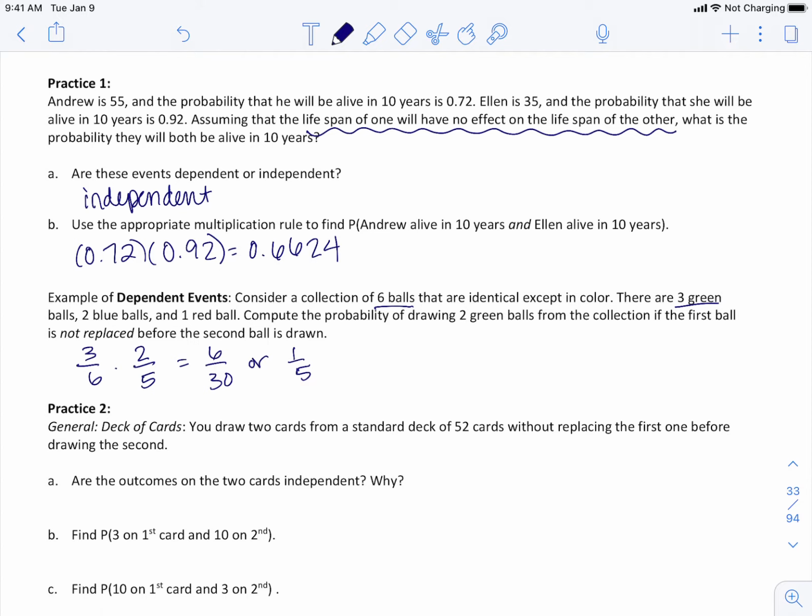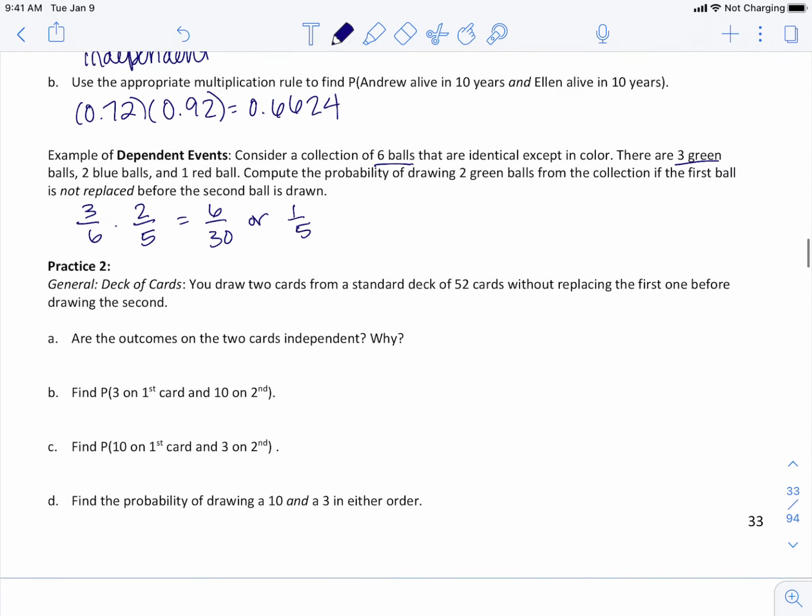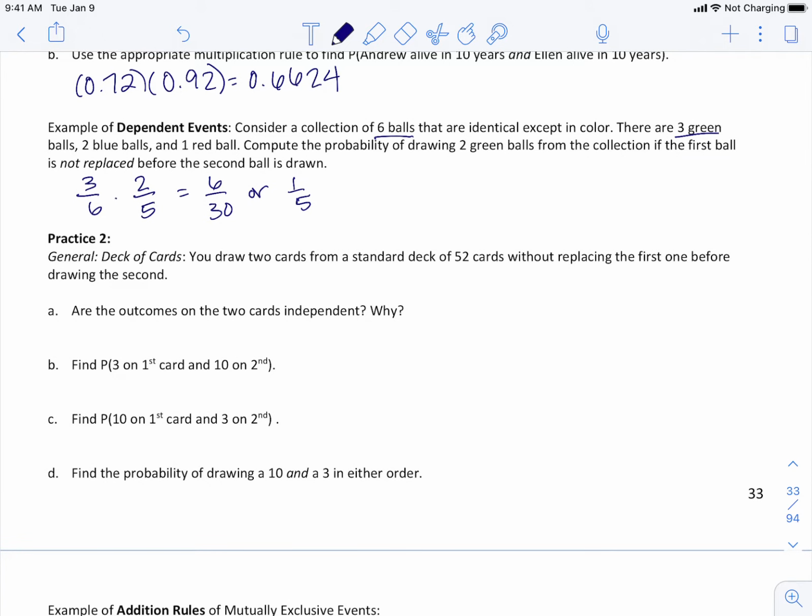All right. In general, a deck of cards. You draw 2 cards from a standard deck of 52 cards without replacing the first one before drawing the second. Are the outcomes on the 2 cards independent, and why? So this is no, they are dependent because you do not replace the card.